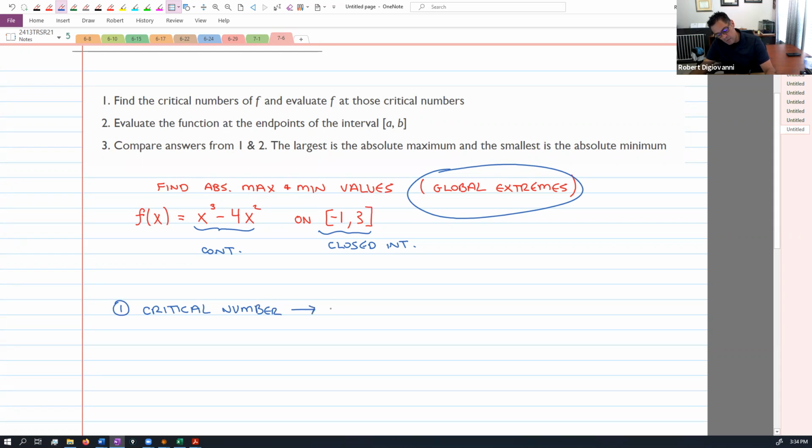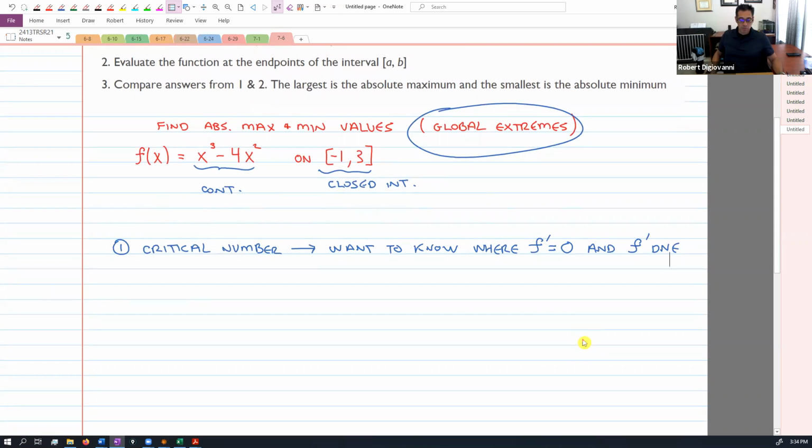Which means I want to know where this function f has its derivative equal to 0, and I would also like to know where its derivative does not exist. Those are the two things I need to figure out, because that's what it means to find the critical numbers.